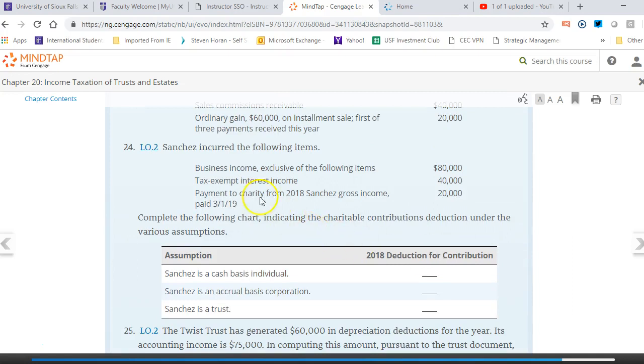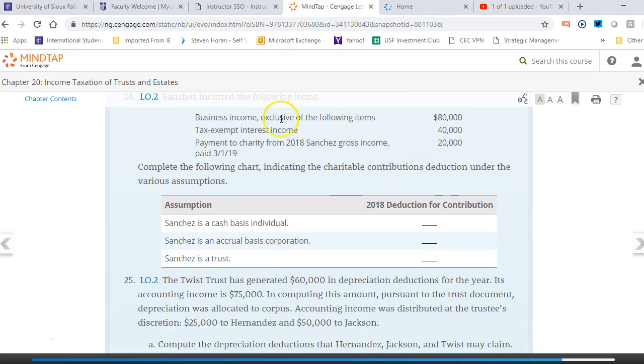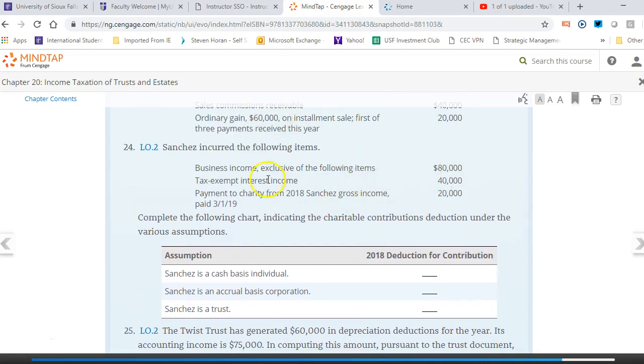Question 24. Sanchez incurred the following items: business income of 80, tax-exempt interest of 40, payment to charity from gross income of 20, paid on 3/1 of 19. Complete the following chart indicating charitable contribution deductions available under various scenarios. The first one is Sanchez is a cash basis individual. The 2018 deduction would be nothing because it was paid in 19. So as an individual, Sanchez cannot take advantage of the deduction until it's paid, which would be in 19. So in 18, that would be a 0.